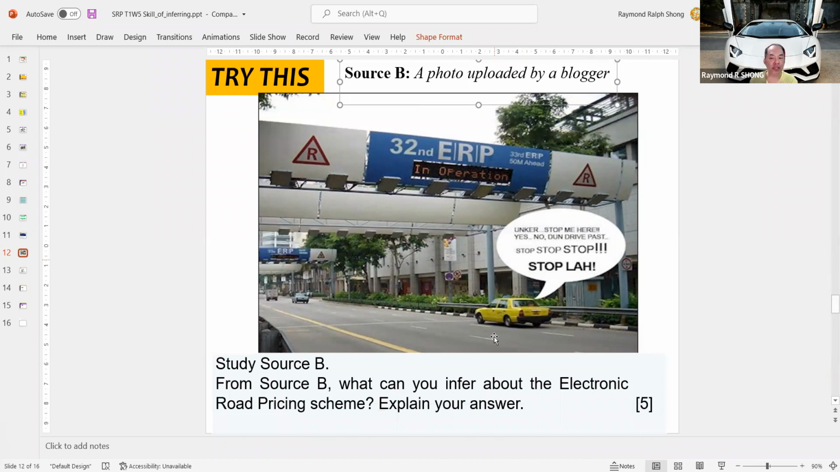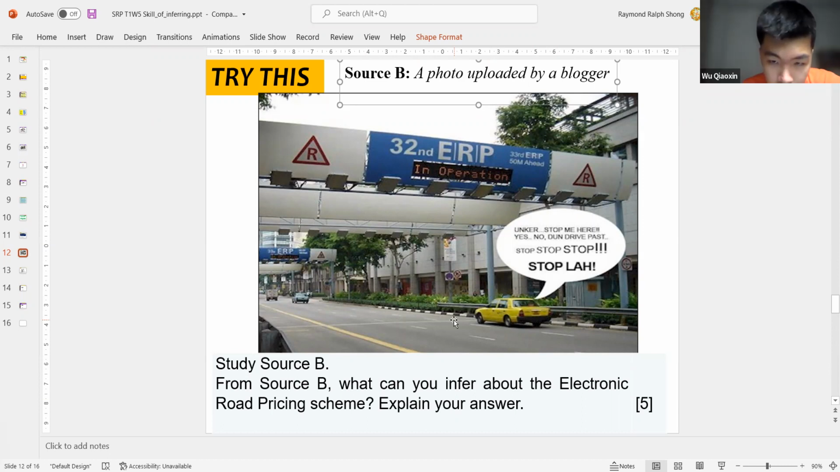So two inference. Okay, what can you infer about ERP? First, the ERP is not what? Two inference. Okay, can you tell me? Xiao Xing, what are the two inference you can tell from here? That the ERP is a flop. The ERP is not well liked by the general public. How? Please infer with example.